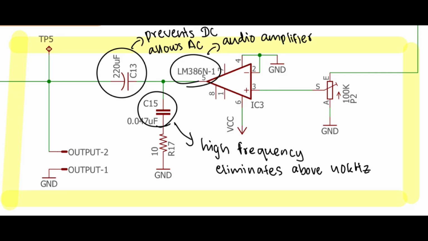For IC3, we use the LM386N-1, an audio amplifier in single supply mode, providing current to power the speaker. Capacitor C15 eliminates high frequency above 40 kHz, ensuring output stability. Capacitor C13 prevents DC while allowing AC signals. The input signal goes through the trimmer P2.